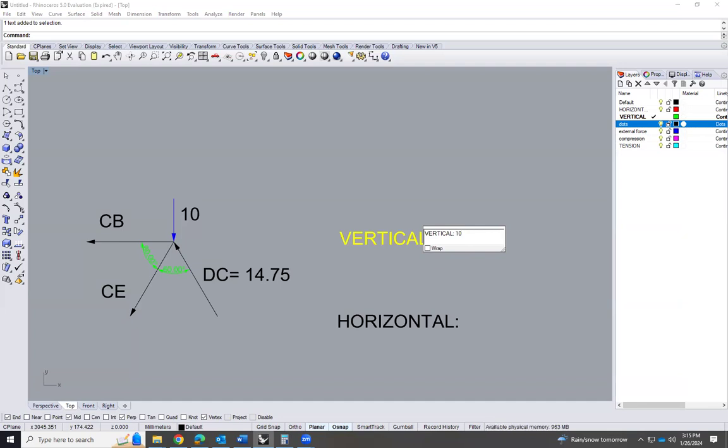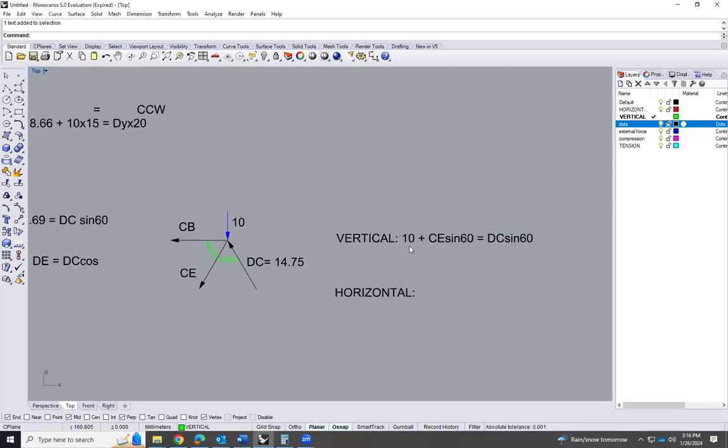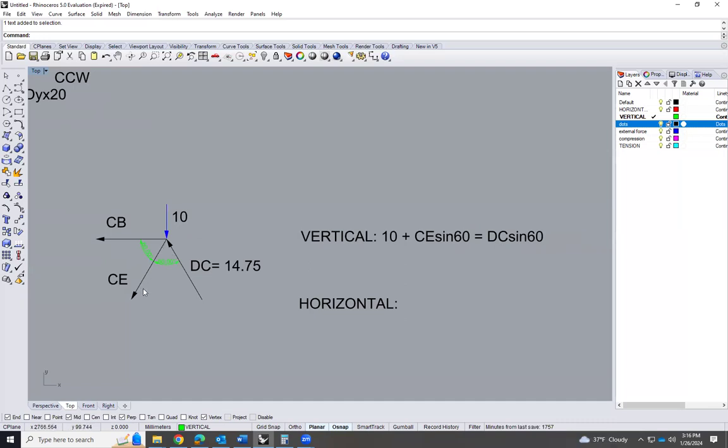Okay, so in vertical, let's start with everything that goes down first. So 10 goes down, plus, what else goes down? The vertical component of CE. And what is the vertical component of CE? It's CE times sine 60. So this is CE sine 60. And now what goes up? The vertical component of DC, and this angle will be 60, DC sine 60. That's the equation of the vertical equilibrium.